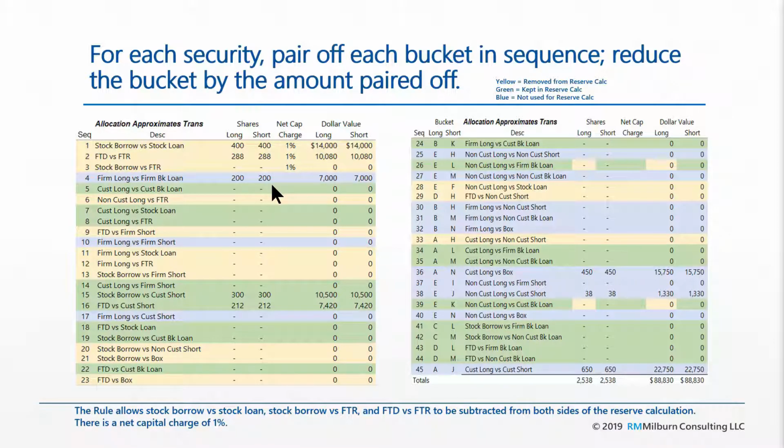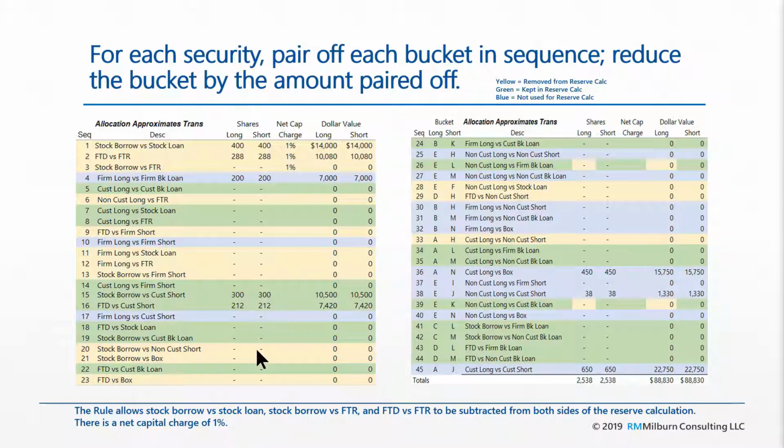Doesn't impact us. We come over here, blue is not used for the reserve calc. Stock borrow versus customer short, 300 shares. You can see a stock borrow that is related to a customer would be included, and therefore the $10,500 is not going to have an impact on us. The way we have built our reserve allocation with the takeaway or the reduction method, what we're going to do is anything in the yellow, we're going to reduce from the reserve calc, either credit or debit, or in some instances, both.